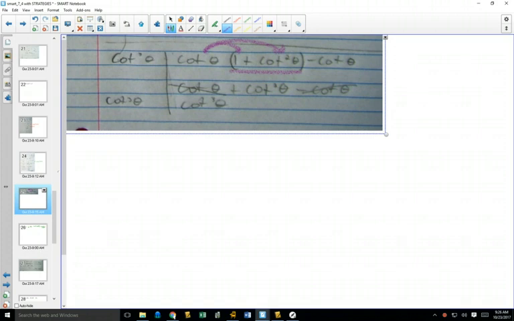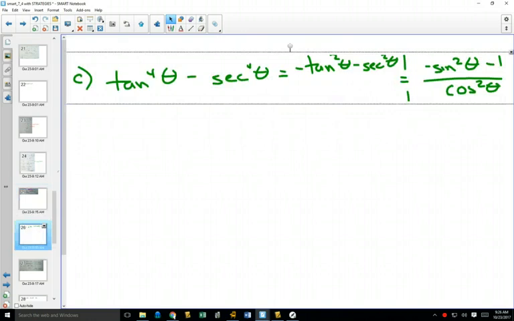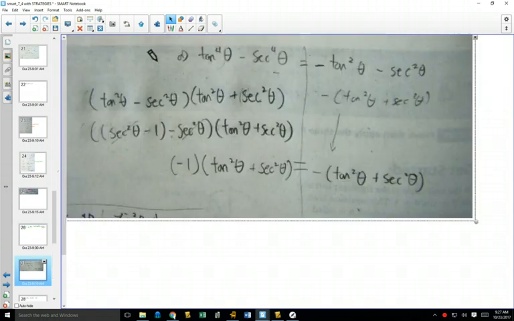And not too many people got to the last one. But in the last one, tan to the 4 theta minus secant to the 4 theta. First of all, those powers of 4 are going to cause some problems. And this one in particular is designed that if you tried to change things to sine and cos, it gets messy, just because of those powers of 4. So here's someone's proof. What they recognized is that tan to the 4 minus secant to the 4 is a difference of squares. It's tan squared minus secant squared and tan squared plus secant squared.